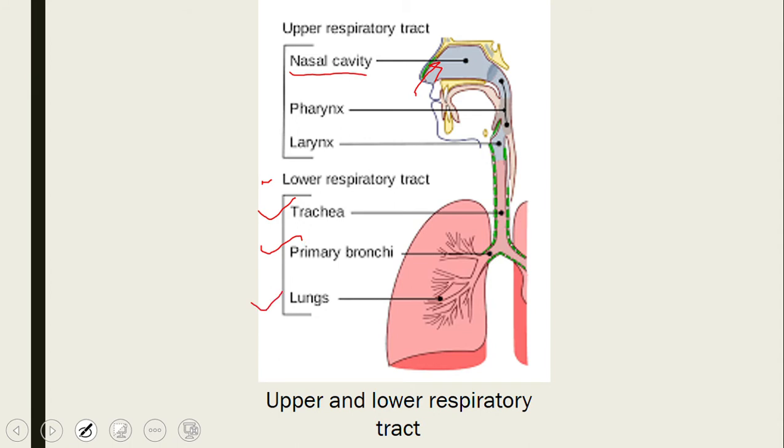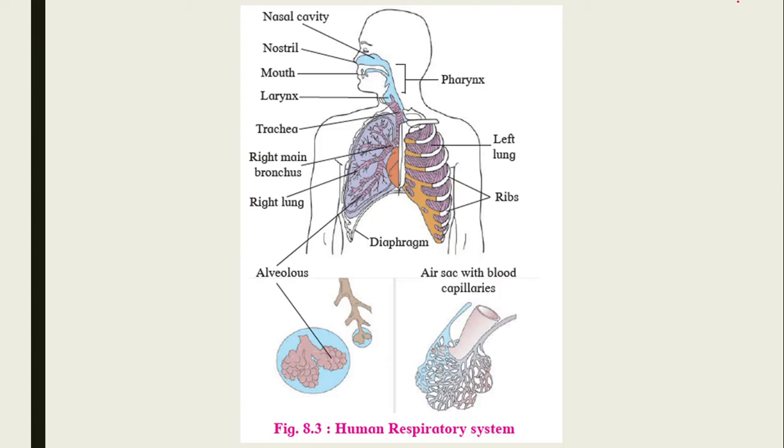This is the sequence which you should be knowing, how the tract is moving. From the nose it is going to the nasal cavity, then pharynx, then larynx, trachea, primary bronchi, and lungs. Okay, now to study in detail you can just see the diagram which is there in your text.